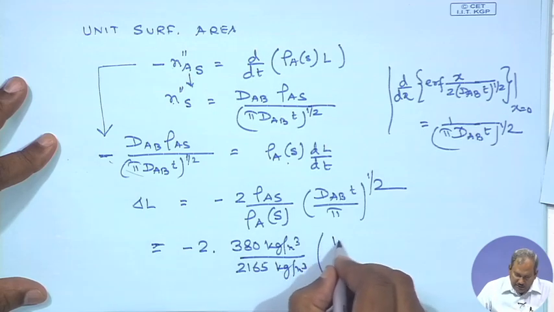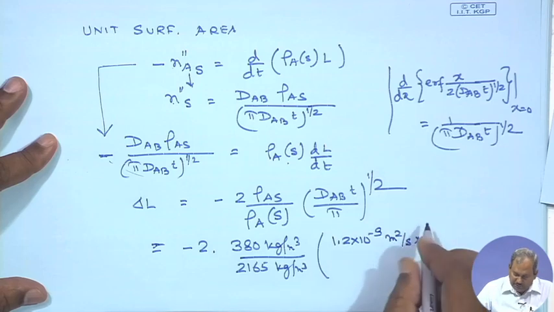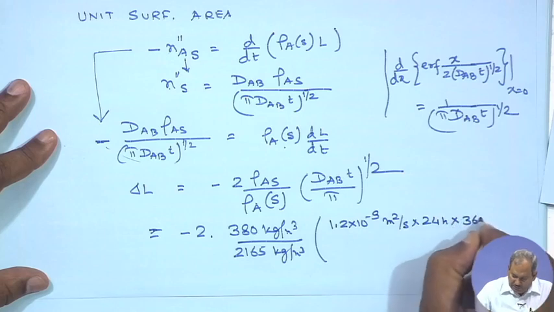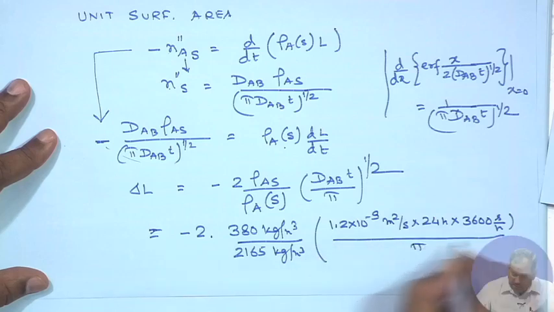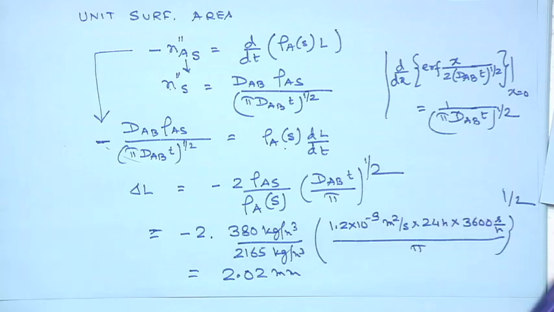The value of DAB is 1.2 into 10 to the power minus 9 meter square per second. Time is 24 hours into 3600 seconds per hour, divided by pi to the power half, and what you would get is 2.02 millimeter. So, over a 24-hour period, the thickness of the salt slab will get reduced by about 2 millimeters.